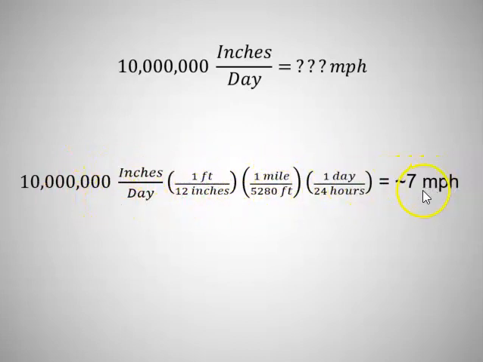But when we do that, we come up with 7 miles per hour. So 10 million inches per day is only about 7 miles per hour, which is not too crazy fast.